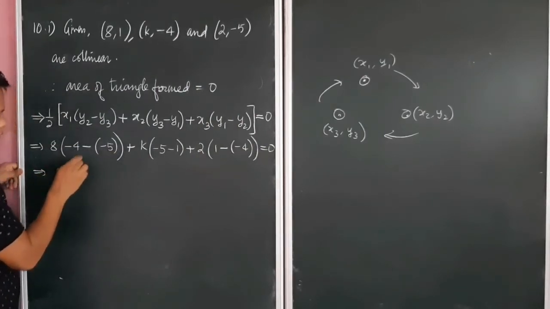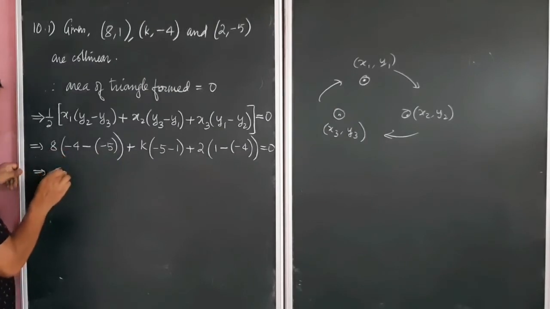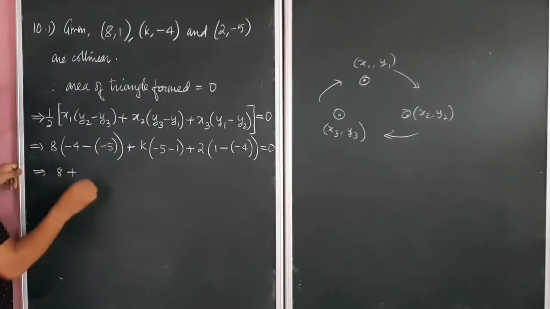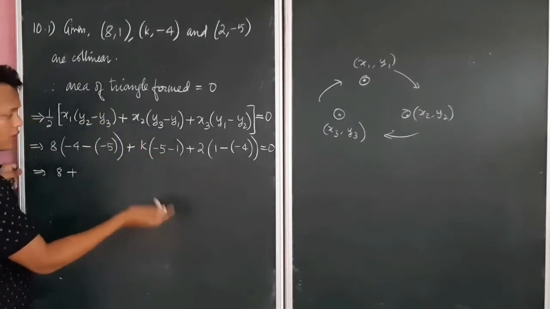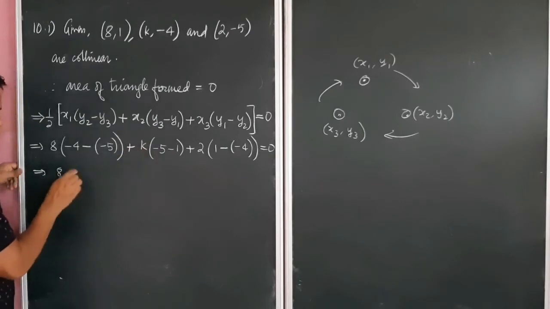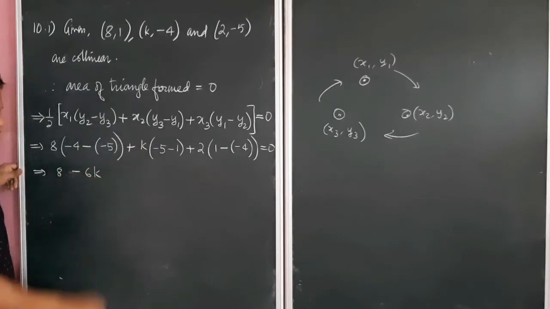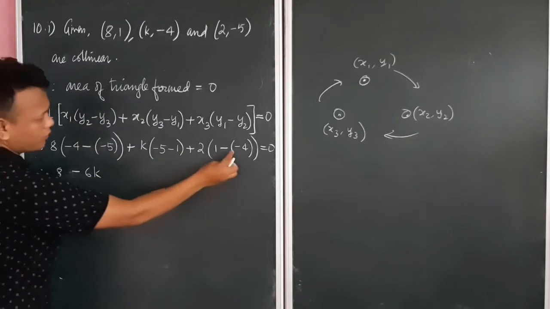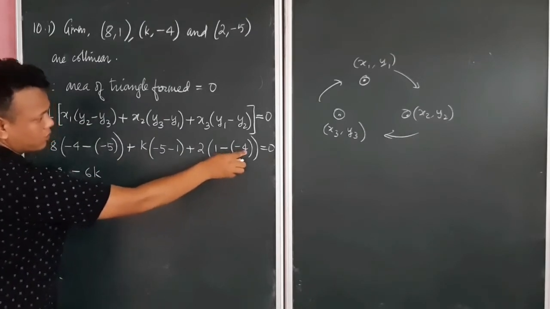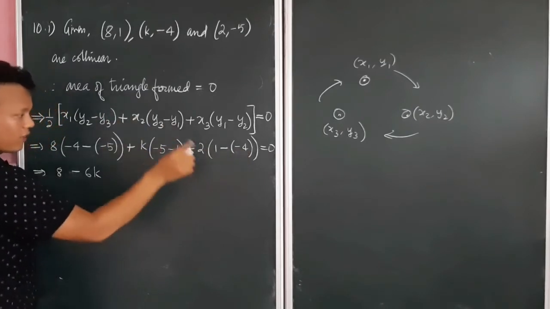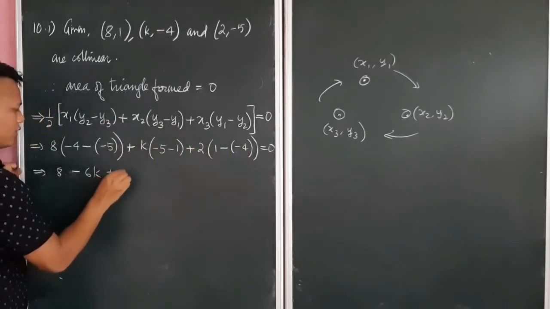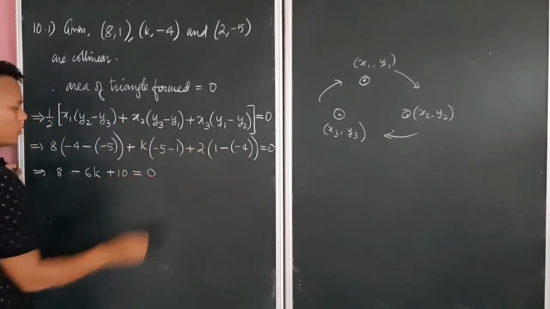Plus 5 minus 4 is 1, right? So 8 into 1 is 8. Alright, so we have minus 5 into minus 5 minus 1 is minus 6. So minus 6 into k becomes minus 6k. Similarly, minus into minus is plus. So plus 4 plus 1 is 5. 5 into 2 is 10. Sign is plus, equals to 0, right?